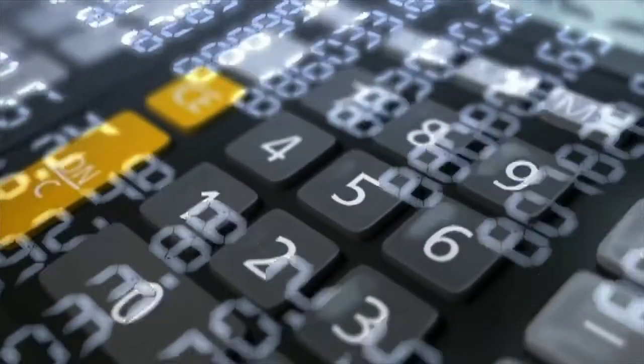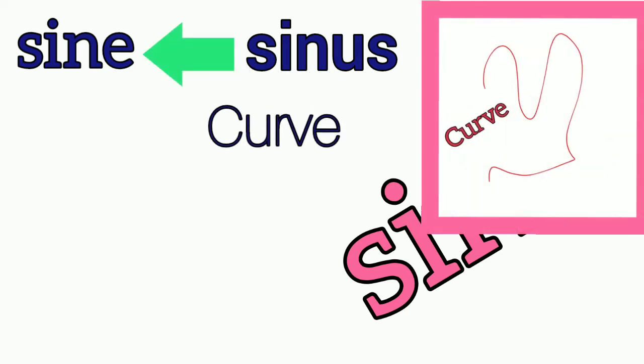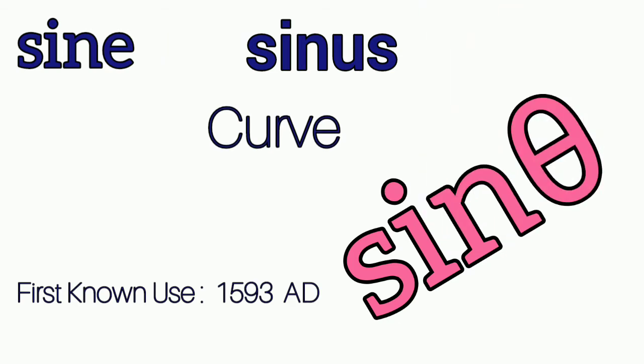Let us explain. First, take the word sine. The full spelling of the word sine is S-I-N-A. It originated from the Latin word sinus. The word sinus means curve. That is a line, not a straight one. In 1593 AD, the word was first used with this meaning.